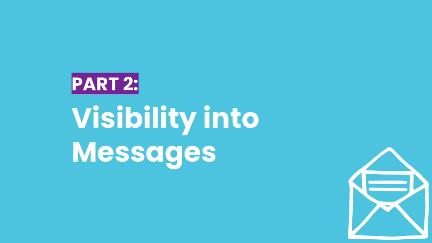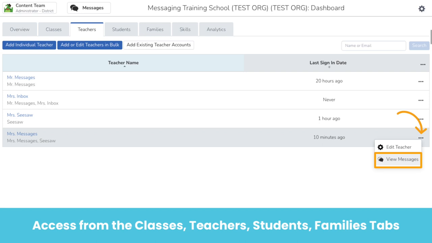School administrators have visibility into the messaging at their school. To do this, you will go to the Classes, Teachers, Students, or Families tab of the School Administrator Dashboard. Click the three dots to the right of a class, teacher, student, or family member, and administrators will see the option to view messages that classes, teachers, students, or family members have received or sent.